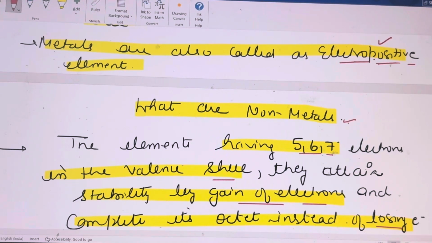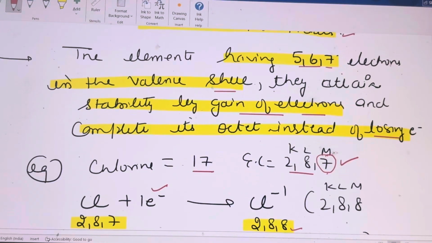And you know students, what are non-metals? Non-metals are those elements having 5, 6, 7 electrons in the valence shell. So they can attain stability by gaining electrons and completing the octet rather than by losing electrons.